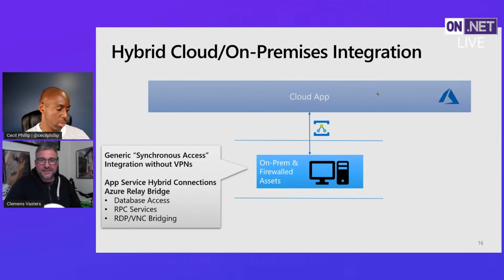You want to have synchronous access without VPNs. You want to talk to the database. You want to talk to an RPC service that sits behind the firewall. You want to talk to an RDP. But you don't want to set up a VPN. Maybe you don't get control over the VPN.